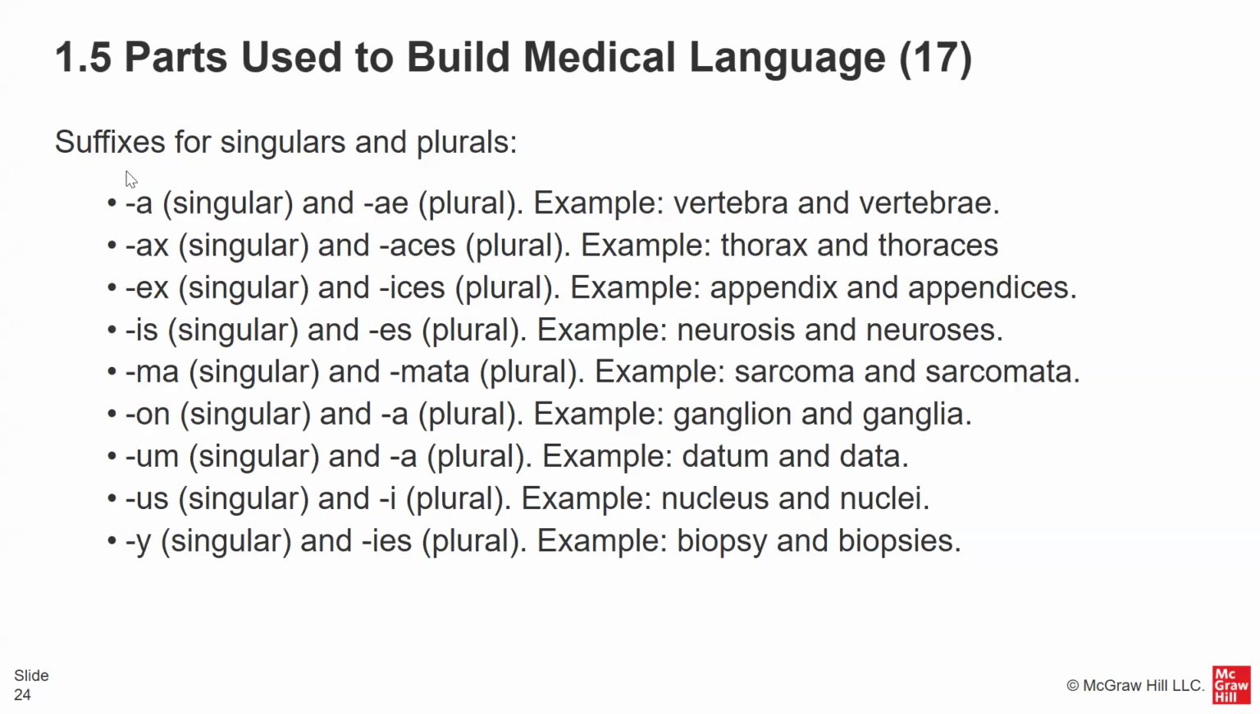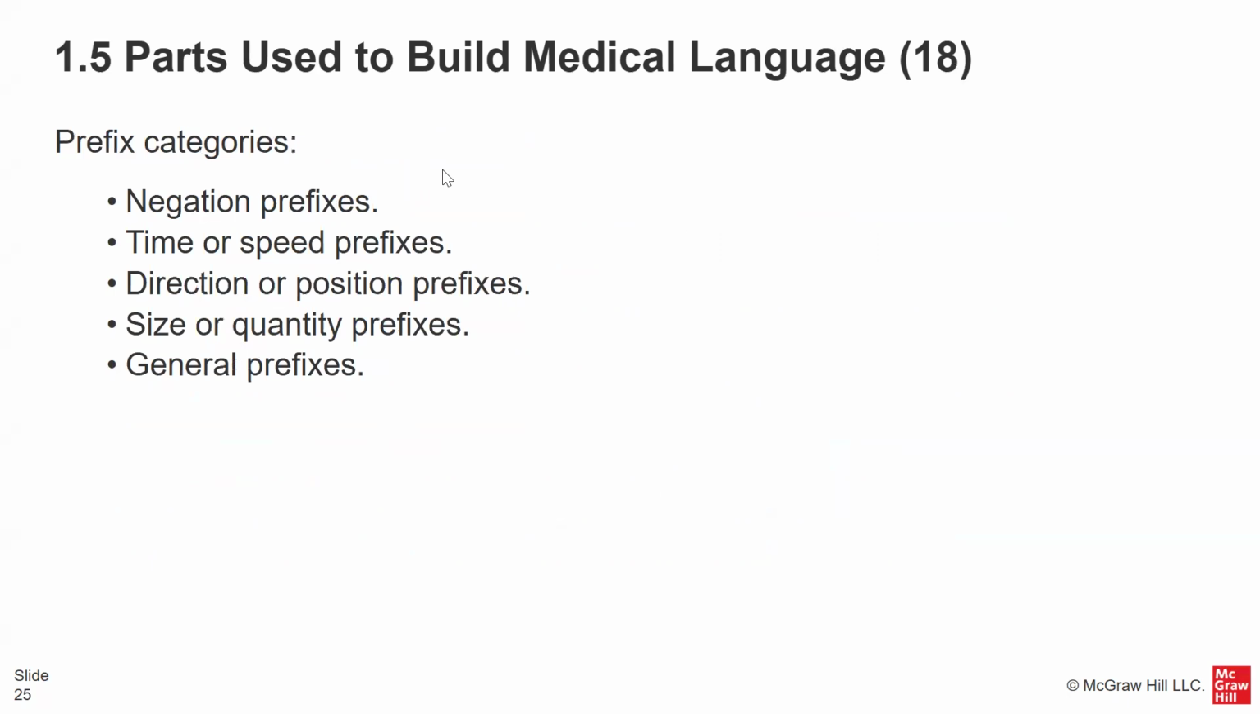Then you have suffixes that give you singular and plural. Vertebra, one vertebral bone, compared to vertebrae, the whole vertebral column. Also esis and eses here. Neurosis and neuroses. So you'll be looking a little bit at that as well, how we can go from singular to plural. And then lastly, the last part of medical terms are prefixes.